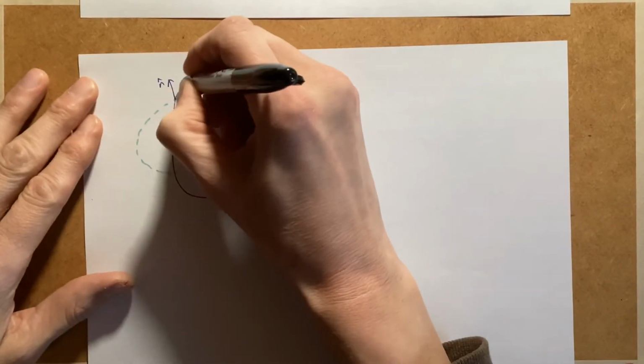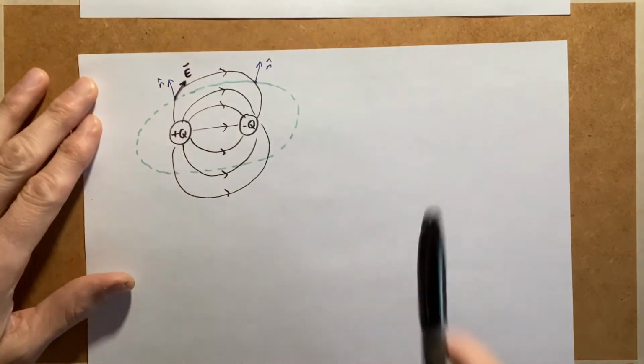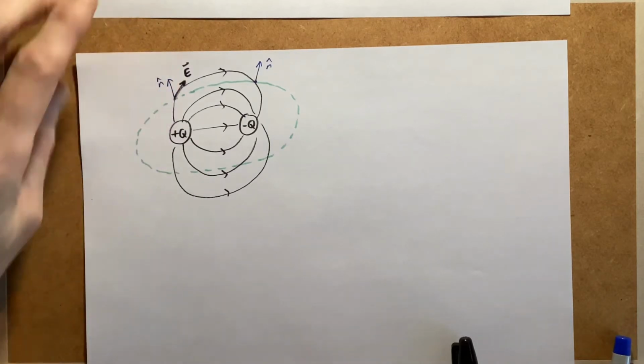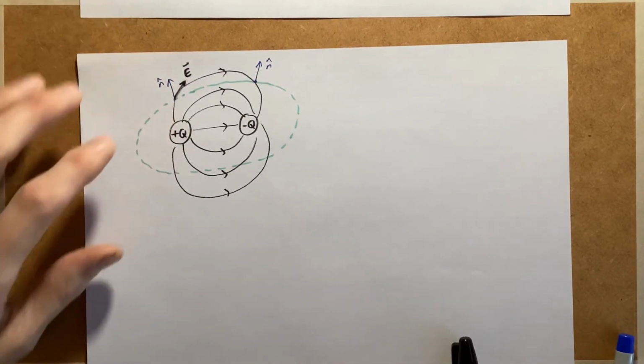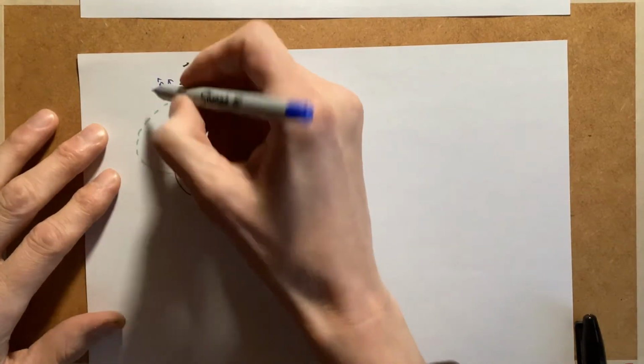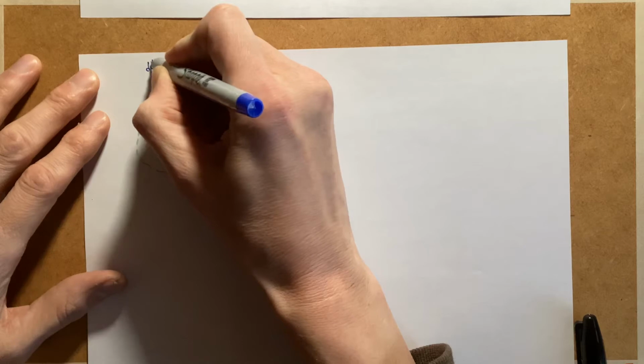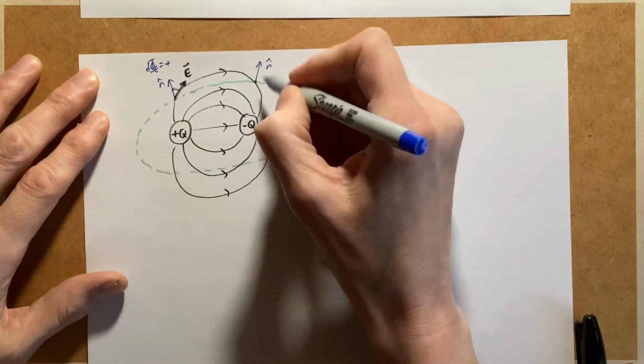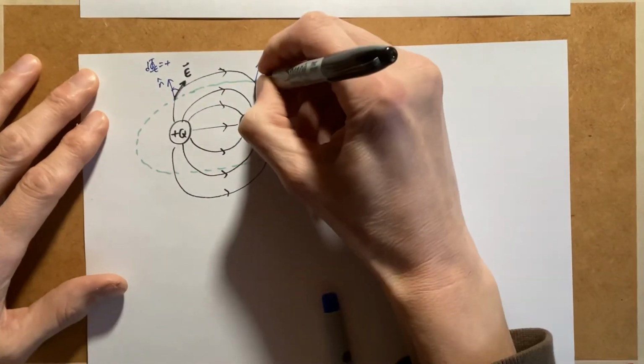So you can see that for every field line that comes out, it pierces the surface going outward. So one's coming out of the plus charge. Those make an angle that's less than 90 with the normal, and so that will be a small positive contribution to the flux. And then over here, let me draw the direction of the local field.